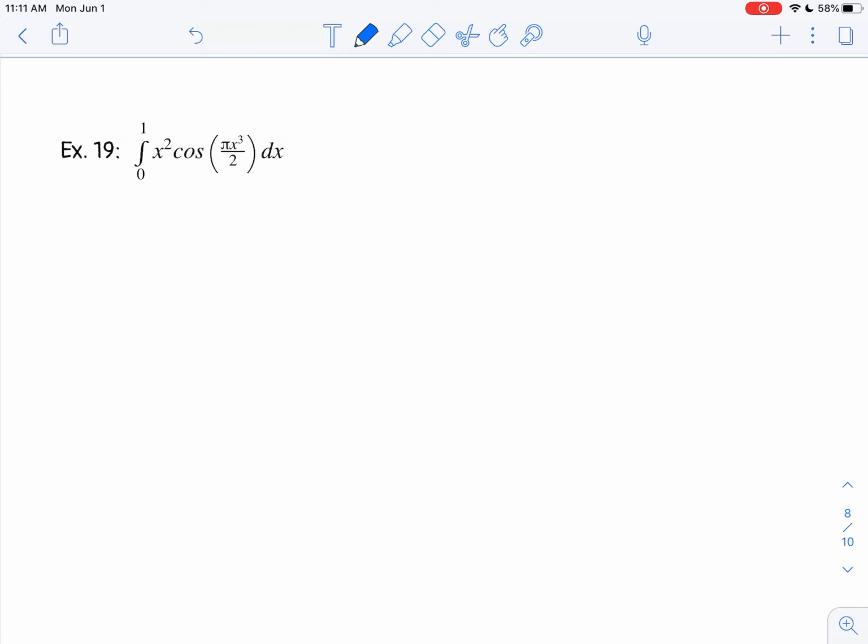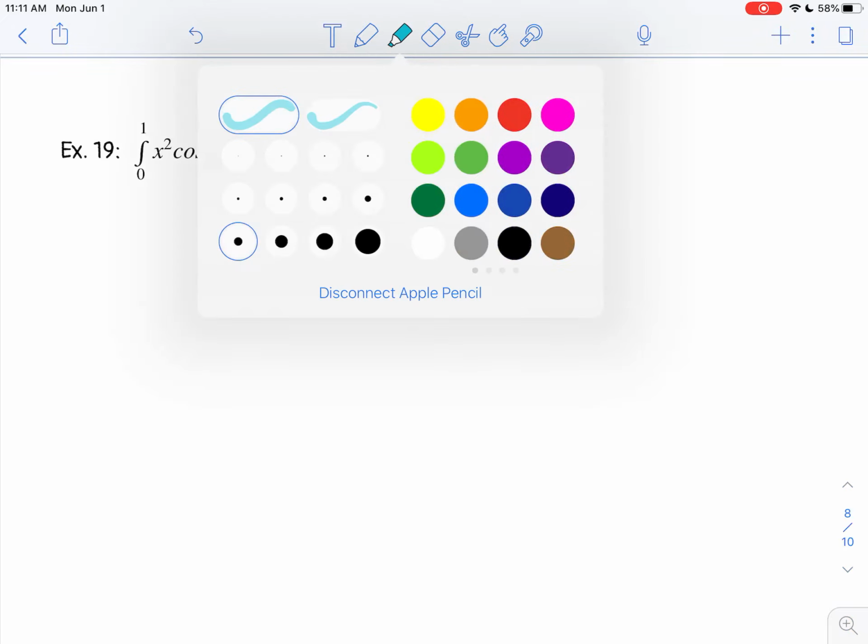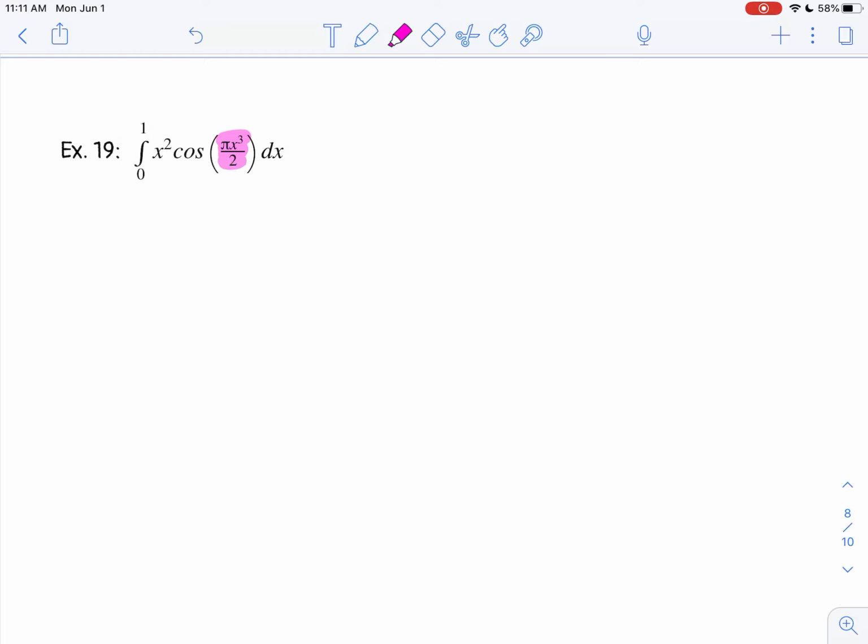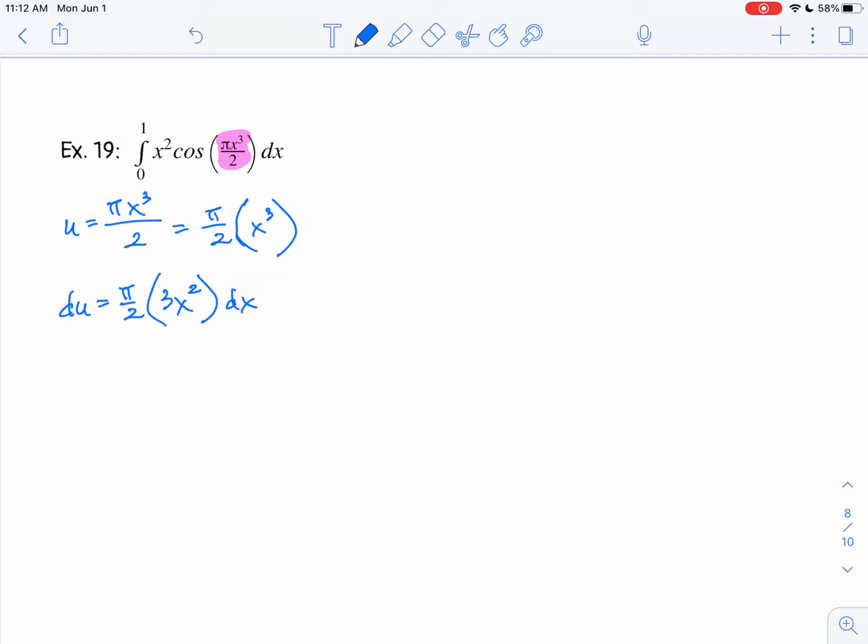All right, let's do one more here. So we've got our u. It's going to be the thing in the parentheses. So u equals pi x cubed over 2, okay? Now, it might be helpful for us to write this as pi over 2 times x cubed, just so that we can remember that pi over 2 is a constant. So now, when we find our du, we're going to have pi over 2 times 3x squared dx, okay?